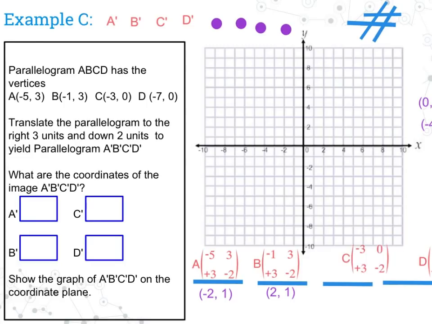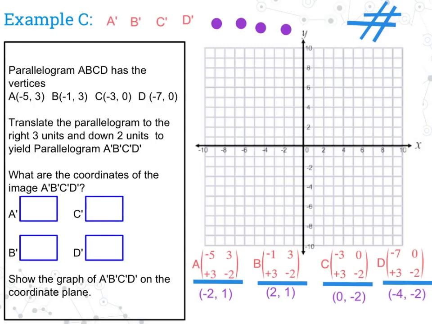C, same thing. I'm going to take my -3, 0 and add 3, -2. -3 and +3 are going to cancel each other out, and 0 minus 2 is going to give me -2. And for the last coordinate, same thing. I've got -7 and 0. I'm going to add 3 and -2. -7 plus 3 is going to give me -4, and 0 minus 2 is -2.